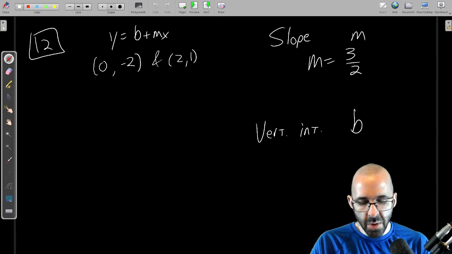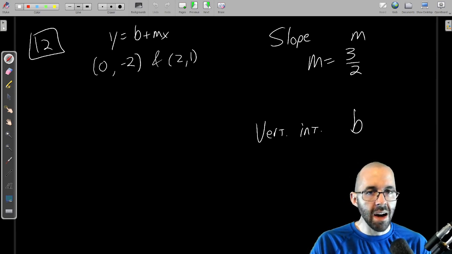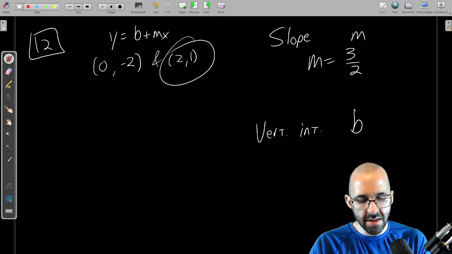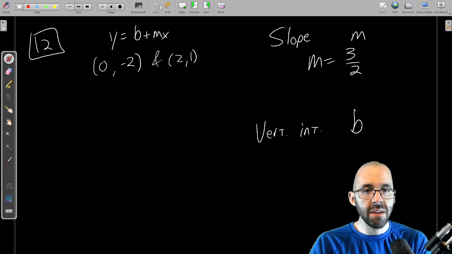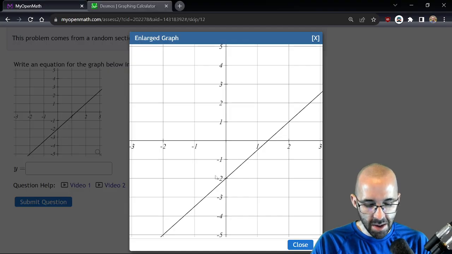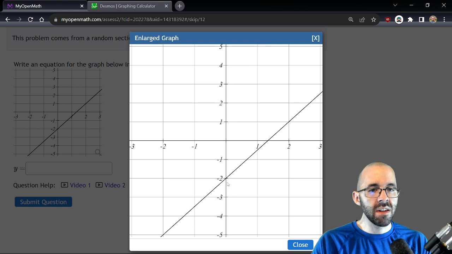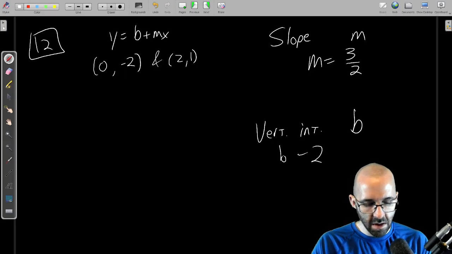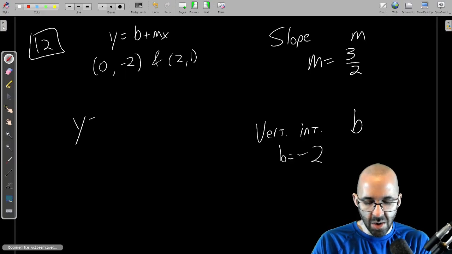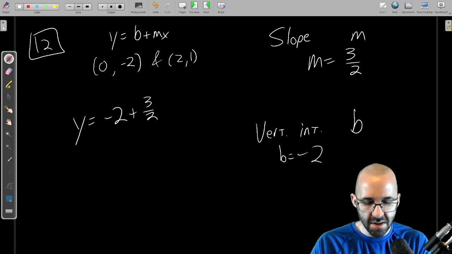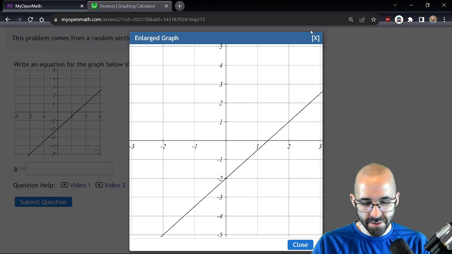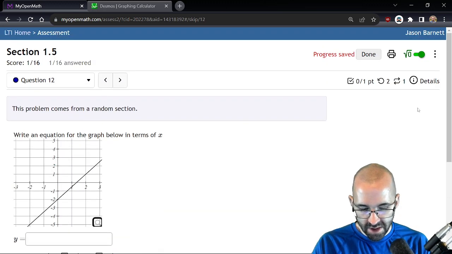All right. And now we have a point and a slope. We could solve for b that way. Plug this into our equation along with m, and you could solve for b. Or we could visually try to find our vertical intercept. What is our vertical intercept where it crosses the vertical axis? What does that intercept look like? Looks like -2. So we can just combine everything. y is equal to b, which is -2, plus m, which is 3/2, times x. And there you go. How we do it.